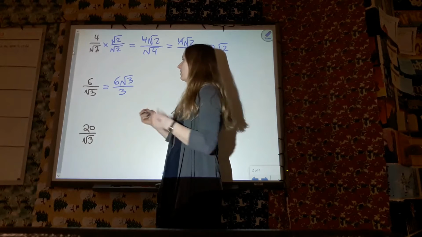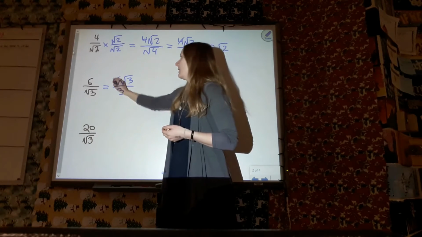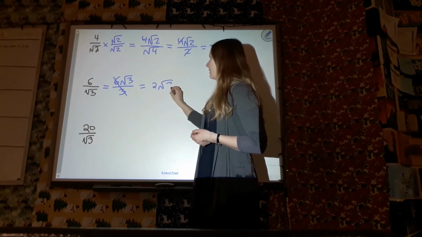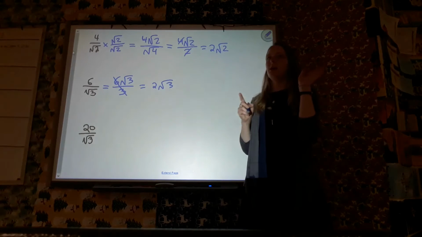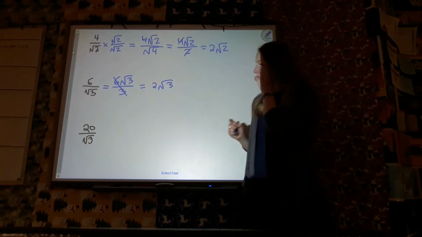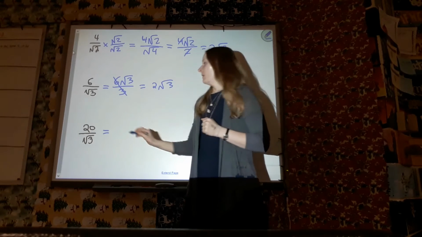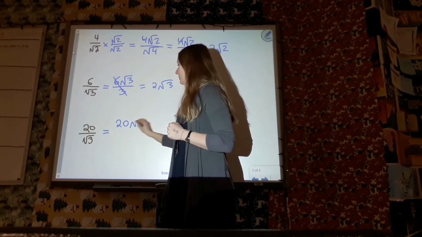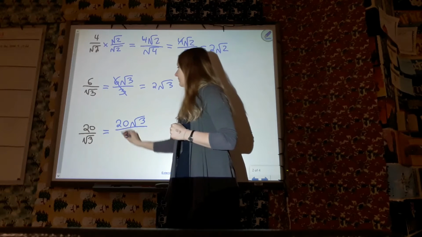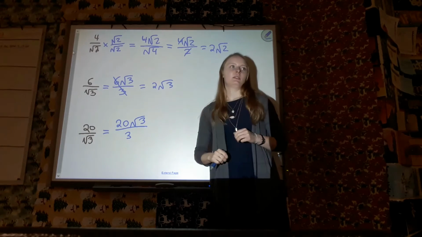Okay. Then all you have to do from this step on is, if you can cancel anything, you do that. So I can cancel the 6 over 3. That gives me 2 root 3. So the process I showed you, you can make it half as long by using the shortcut. Okay? So then try this: what would this be if I use the shortcut? 20 radical 3 over 3. Now, can I cancel the 20 and the 3? No, so then you would leave it like this.